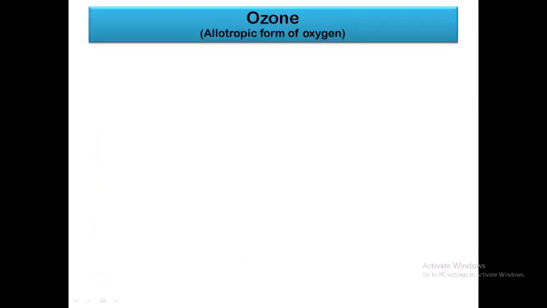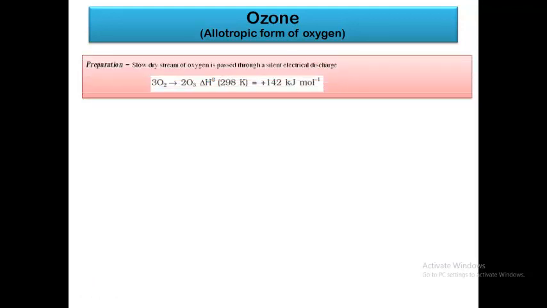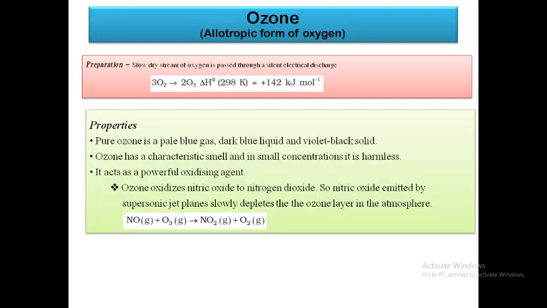Next, ozone. This is a very important allotropic form of oxygen. Ozone is prepared when a slow dry stream of oxygen is passed through a silent electric discharge. Pure ozone is a pale blue gas, dark blue liquid and violet black solid. Ozone has a characteristic smell and in small concentrations it is harmless. It acts as a powerful oxidizing agent and brings about oxidation reactions.